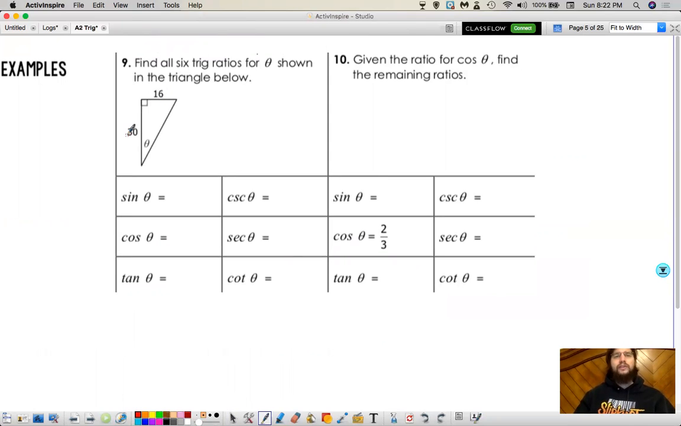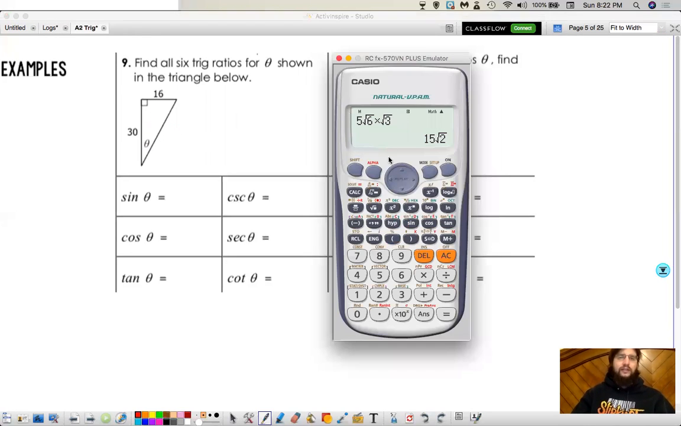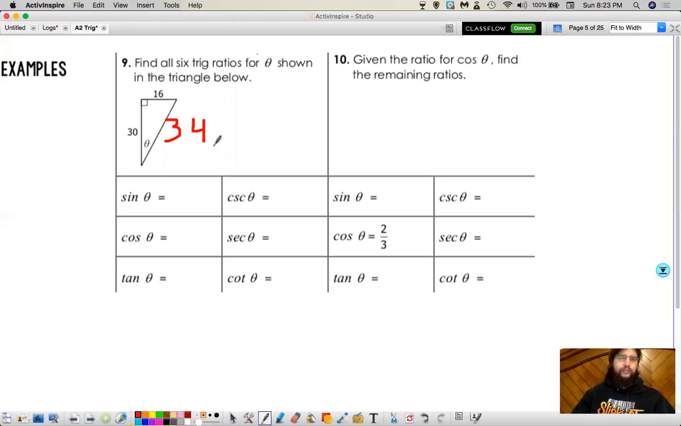So we're given 2 sides, 2 legs of a right triangle. How are we going to find the third side? Pythagorean theorem, that's right. A squared plus B squared equals C squared. Just do the math in your calculator real quick. Square root of 34.